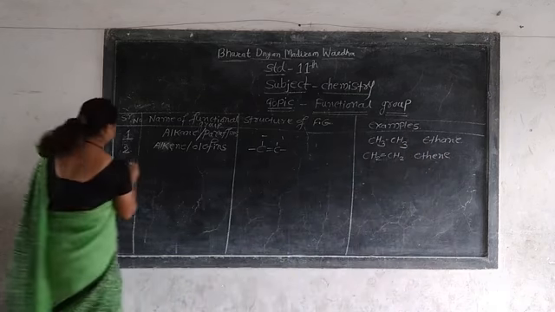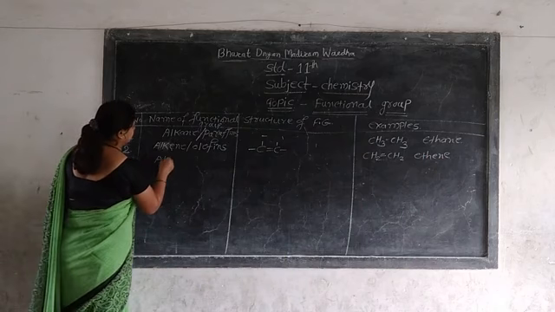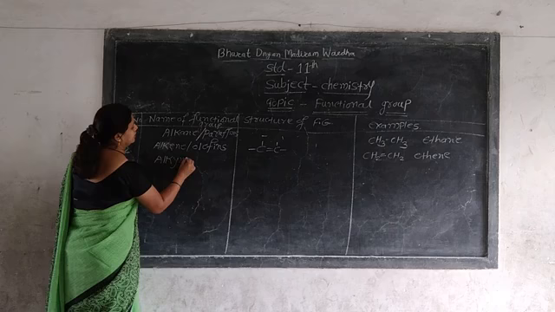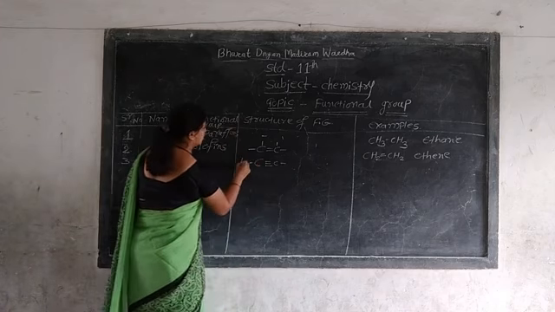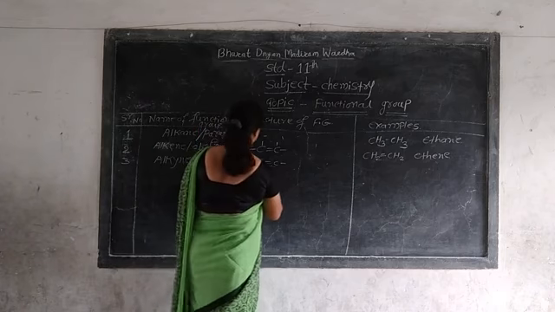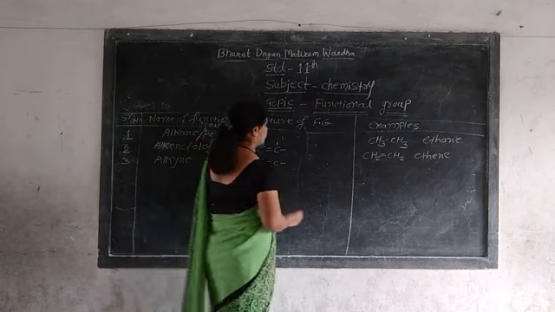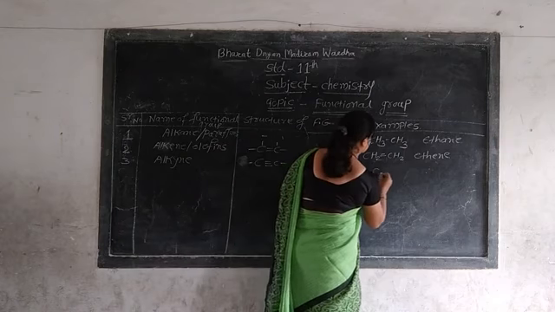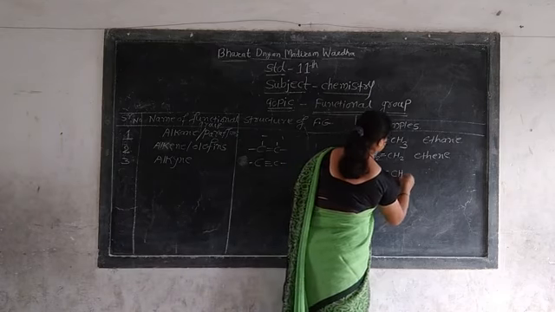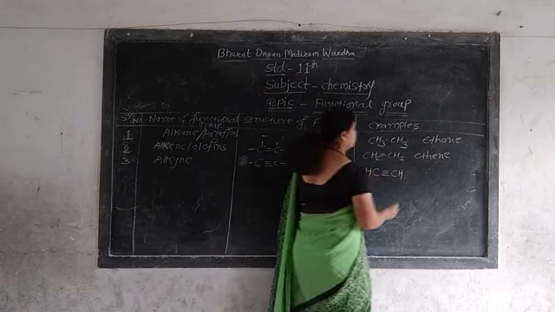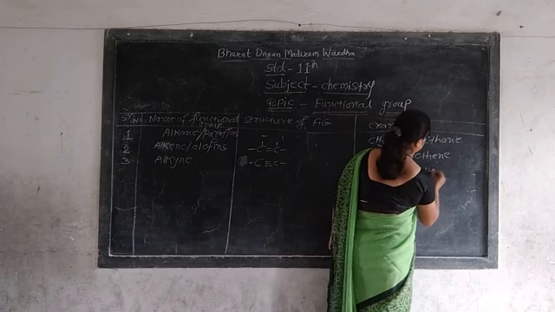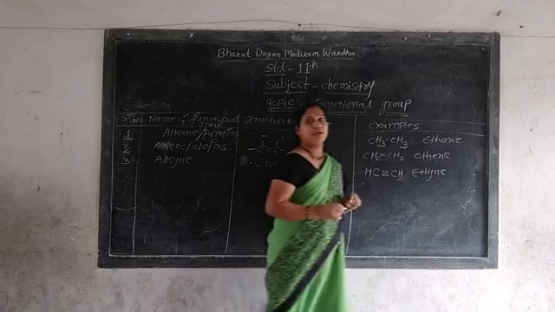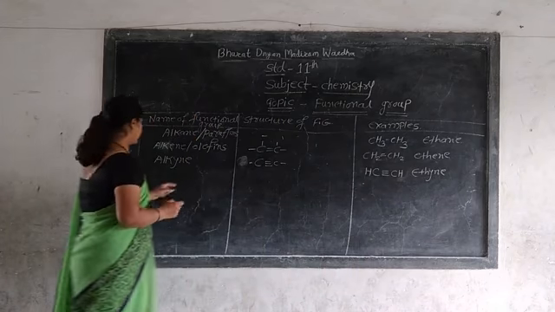Next is alkyne. As alkynes contain a carbon-carbon triple bond, this is the structure of alkyne. An example is CH triple bond CH. It is also called ethyne or acetylene.